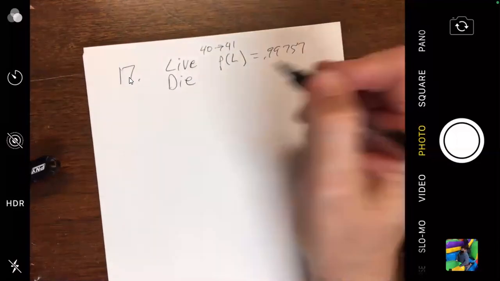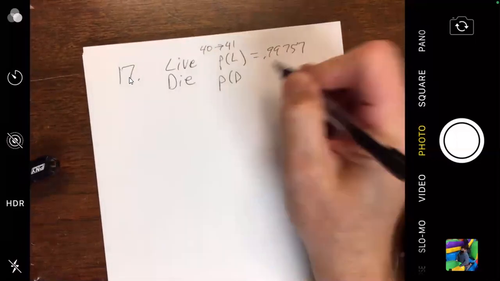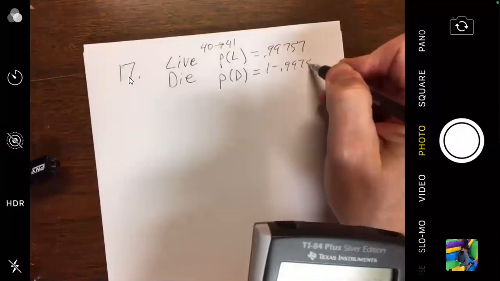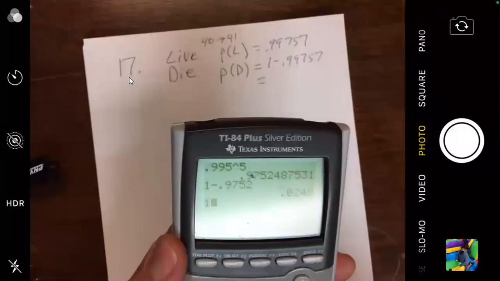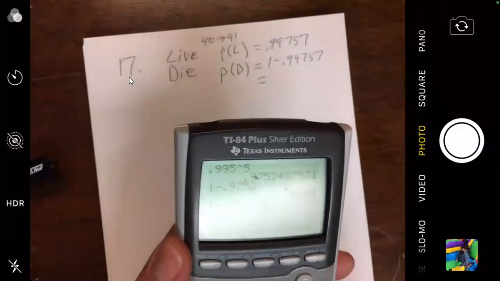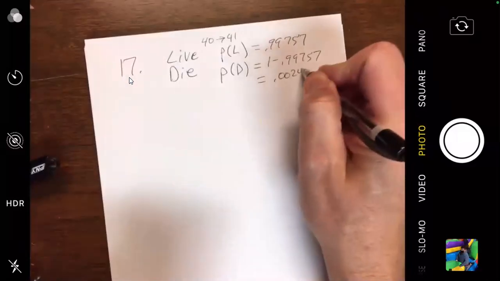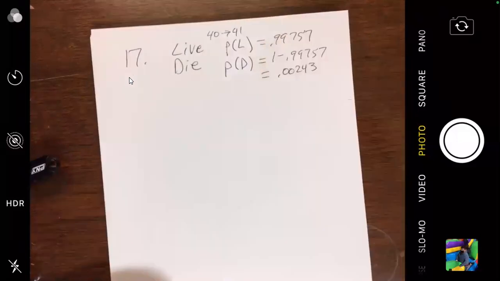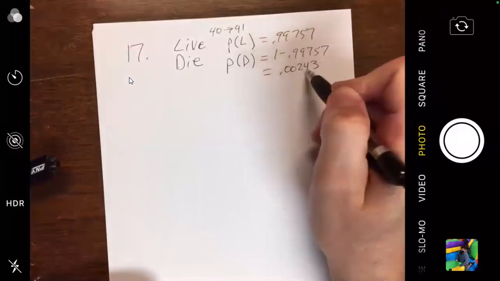But, you know, there's no guarantees in life. There is a chance a 40-year-old would die. And can you see that's a complement event? 1 minus 0.99757 is 0.00243. All right. They give you this, but you're going to need this.